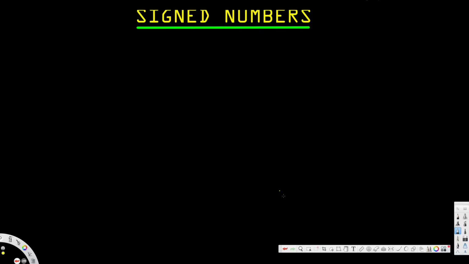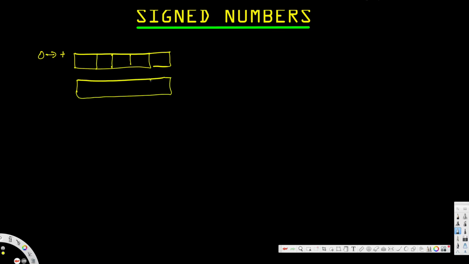For example, let's say we have 5 bits. 5 bits means we have 5 digits, and when we use signed numbers, we put 0 for a positive number. If the number is positive, we put 0. Okay, 5 bits means I have to put one more box. And if it's a negative number, we put 1.